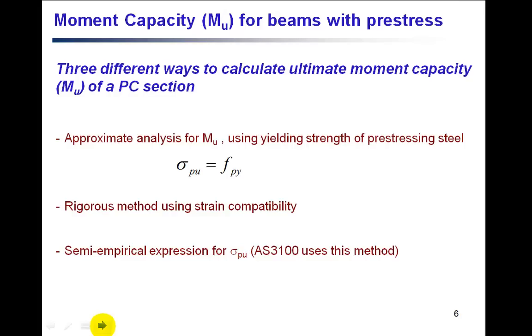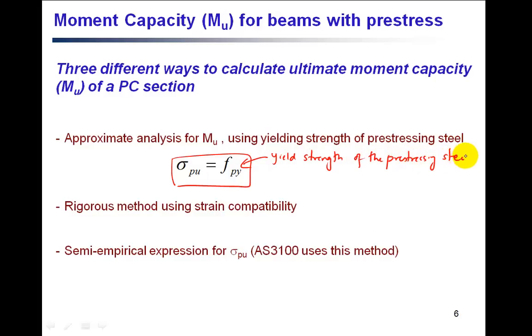The first one is the approximate analysis for Mu. In this approximate analysis method, we assume that the pre-stressing wire is also yielding. That means sigma pu, the stress in the pre-stressing wire at the time of failure, is equal to Fpy, the yield strength of the pre-stressing wire.